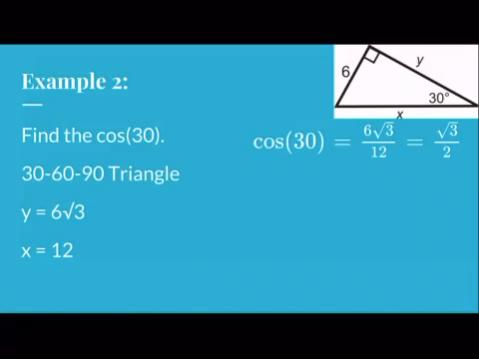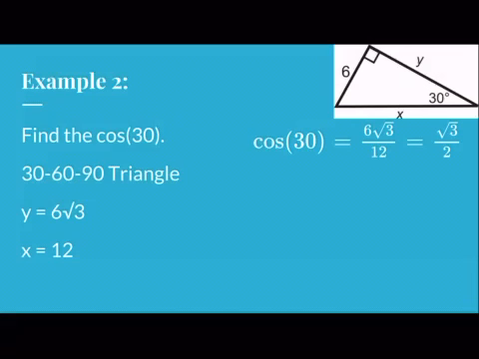Now we just plug those values in for cosine of 30, which is 6 square root of 3 over 12, which reduces down to the square root of 3 divided by 2. If we were to plug that into our calculator and get a decimal to 4 places, we would get 0.8660.